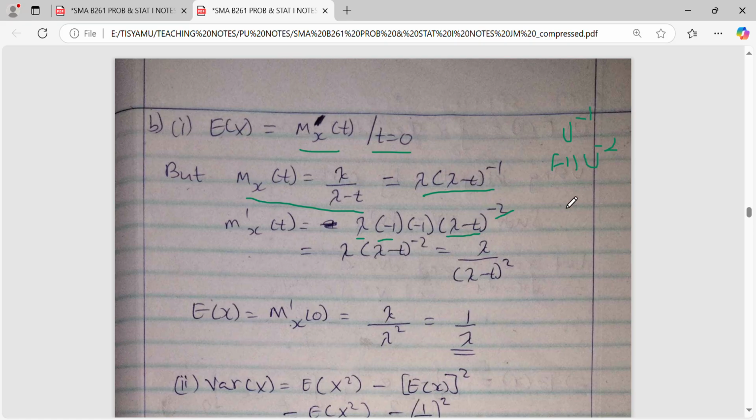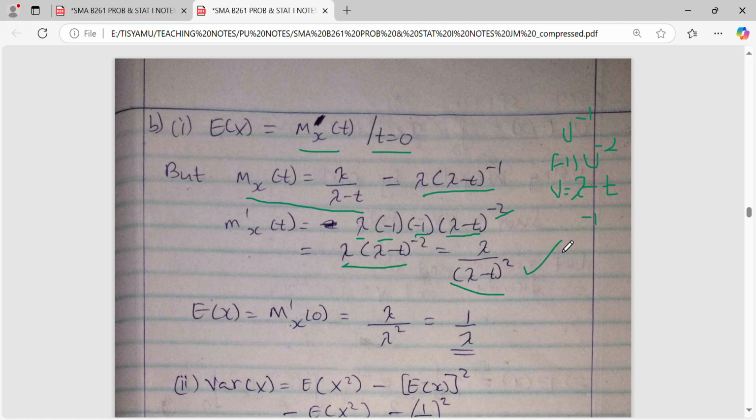Next we differentiate the u itself. Remember, u is lambda minus t. So we want to differentiate u with respect to t. Lambda is a constant, and when you differentiate a constant with respect to t, it will be 0. Then we have negative t. When you differentiate this with respect to t, it will be negative 1, which is this one here. So the next step is to simplify. Negative 1 times negative 1 will be positive, and therefore we are going to have lambda times lambda minus t raised to 2 in the denominator. So this is the first derivative of the MGF, which can also be written like this.